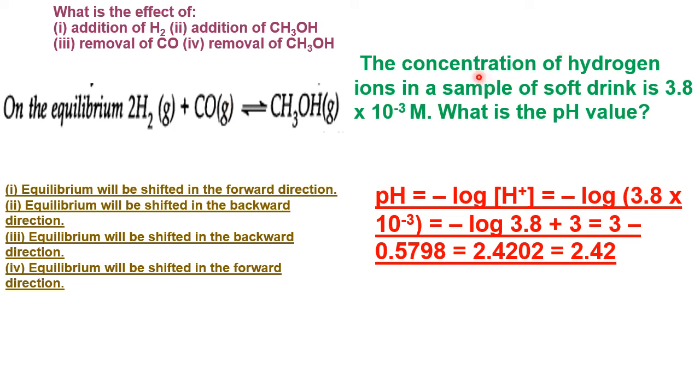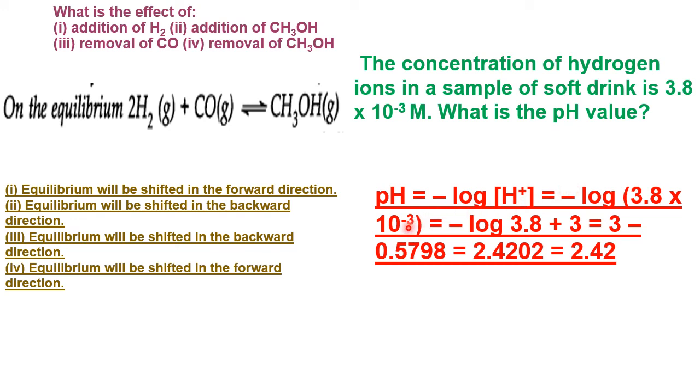Next problem. The concentration of hydrogen ions in a sample of soft drink is 3.8 into 10 to the power minus 3 M. What is the pH? Very simple, one mark question. pH equal to minus log hydrogen ion concentration. So minus log 3.8 into 10 to the power minus 3. This is very easy.